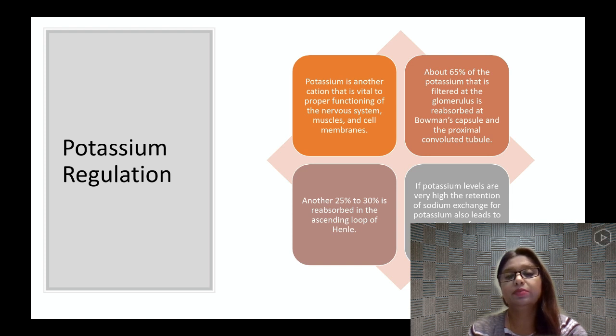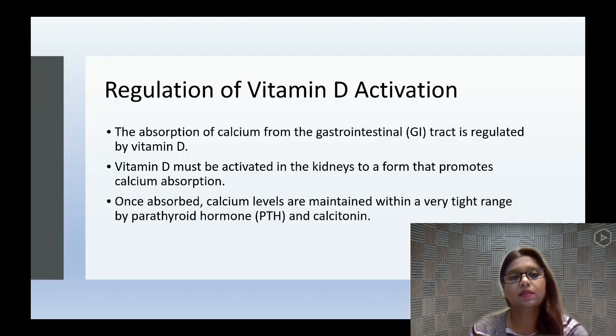Potassium regulation. Potassium is another important electrolyte that is regulated by kidneys. Now, potassium is another cation that has a very important role in nerve cells, muscles, and specifically heart muscle. If there are potassium irregularities, we might have something called cardiac dysrhythmias, abnormal heart rate and rhythm. Now, about 65% of potassium that is filtered at the glomerulus is reabsorbed at Bowman's capsule and the proximal convoluted tubule. And then there's a lot of sodium and water retention in different portions of the nephrons, right?